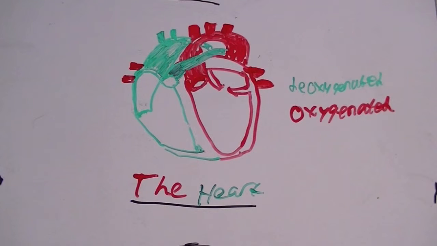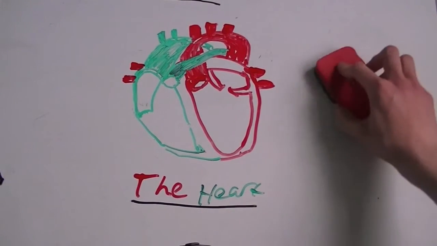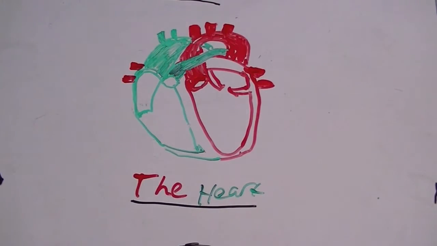Just before I rub it off, the red means oxygenated, because obviously there's more oxygen, and the green, which is the best colour I could find for it, means deoxygenated, which obviously means it doesn't have as much oxygen, or has no oxygen at all. So I'm going to rub those off now. Okay. So, let's begin by labelling the parts of the heart.